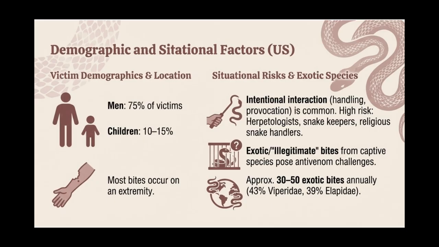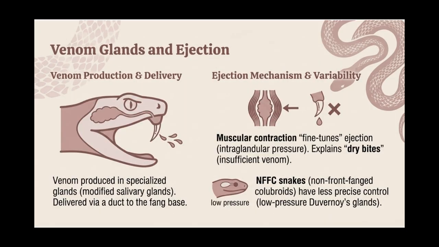In the United States, approximately 30 to 50 bites from a wide variety of exotic venomous snakes are reported annually to poison control centers. The most common exotic snakes involved in these incidents belong to the family of vipers, accounting for 43% of bites, followed by snakes from the family of cobras, which are responsible for 39% of bites. These bites most often involve male owners who are bitten during activities such as feeding, handling, cleaning cages, or milking snakes for venom in private residences.